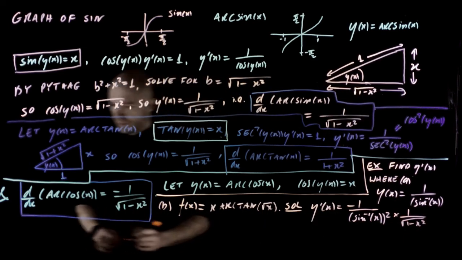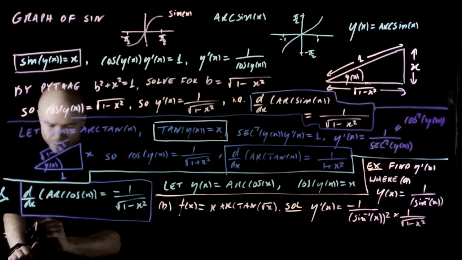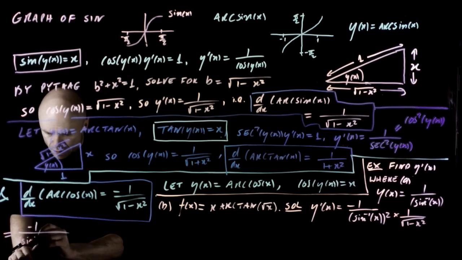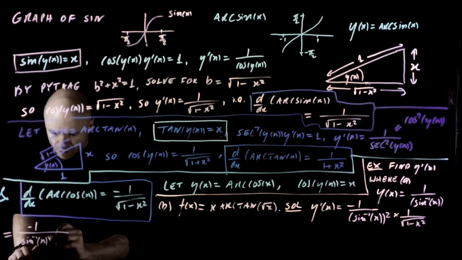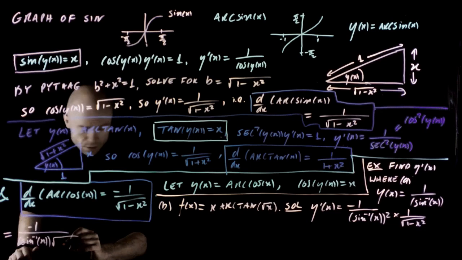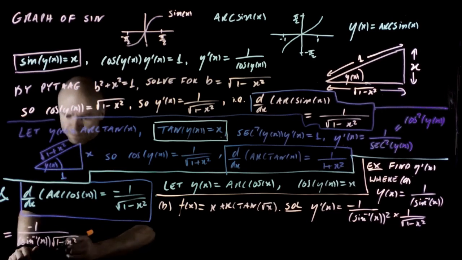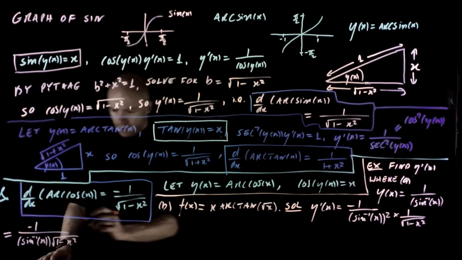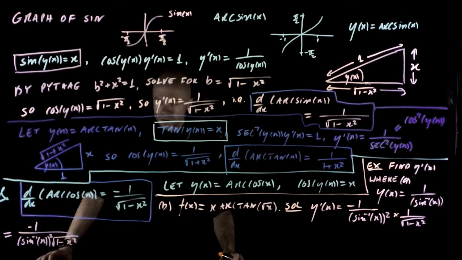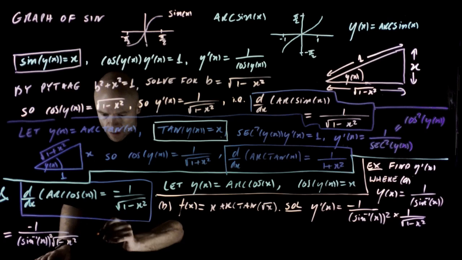Clean that up a little bit. So that's equal to minus 1 over sine to the minus 1 of x times the square root of 1 minus x squared. And that's it. Oh, I missed the squared right here. Okay, so just stuff we've done before, except now we have to also differentiate arc sine. Okay, let's do b.